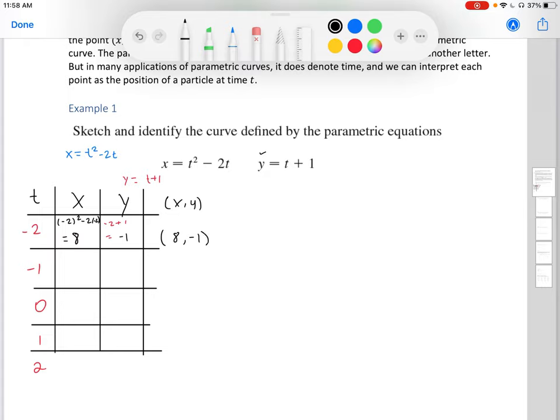So we're plugging our t of choice into our x equation, which produces our x coordinate, and also into our y equation, which produces our y coordinate. If we finish this off with negative 1, we get 3 for x, 0 for y. If t is 0, we get 0 for x and 1 for y. Then negative 1, 2, and 0, 3. So let's go ahead and graph our parametric equation.